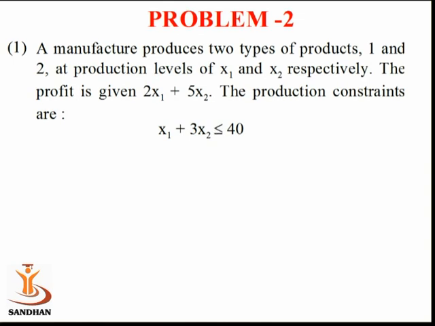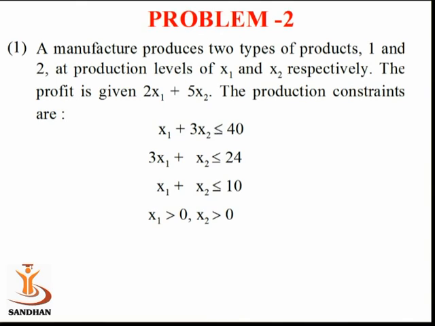A manufacturer produces two types of products, call them type one and type two, at production levels of x1 and x2 respectively. The profit is given by 2x1 + 5x2. So it means the objective function is of maximization type. So it should be maximize 2x1 + 5x2. The constraint equations are given: x1 + 3x2 ≤ 40.